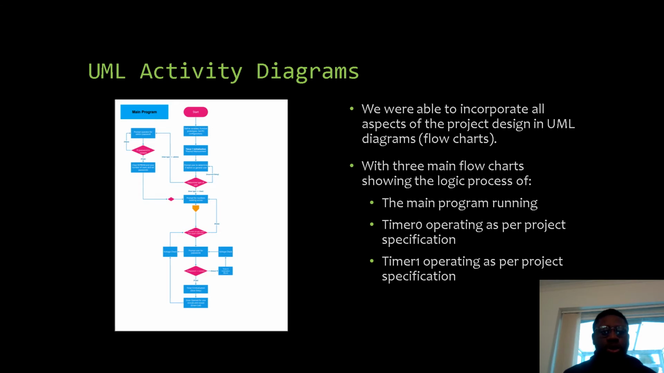We also had two other UML activity diagrams, namely the timer 0 operation and the timer 1 operation. Timer 0 worked as a 1 minute interrupt for the system to either gain access to a door or inhibit the access to a door. This was signaled by a green LED.